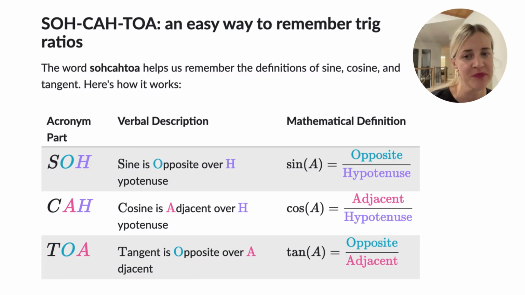Here is how it works. The first one, the acronym part, SOH. The verbal description of that is sine is opposite over hypotenuse. Sine of angle A is opposite over hypotenuse. Then CAH: cosine, adjacent over hypotenuse. So cosine of angle A is adjacent over hypotenuse. Then TOA: tangent is opposite over adjacent. So sine is opposite over hypotenuse, cosine is adjacent over hypotenuse, tangent is opposite over adjacent. If you remember SohCahToa, you can remember which ones go with which. Also, you can use your notes.